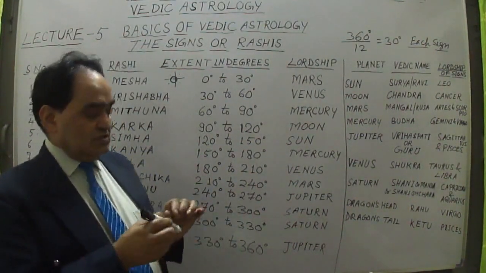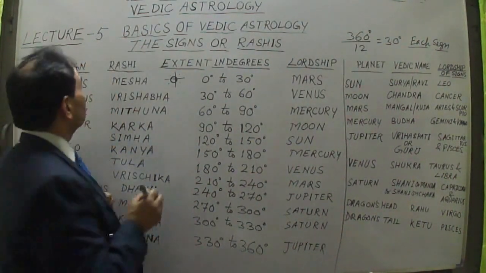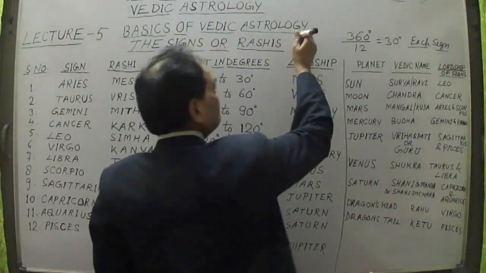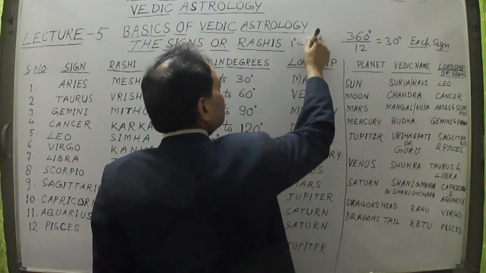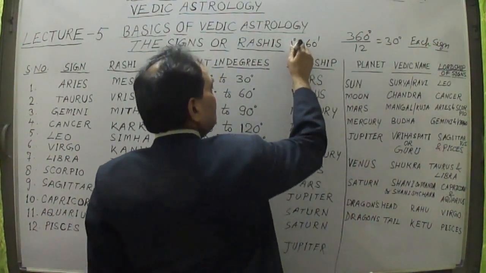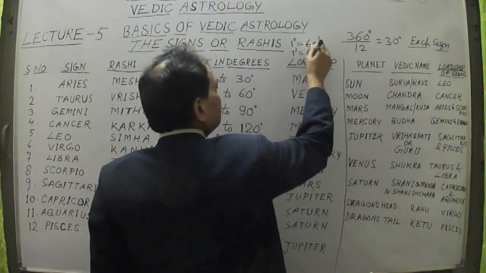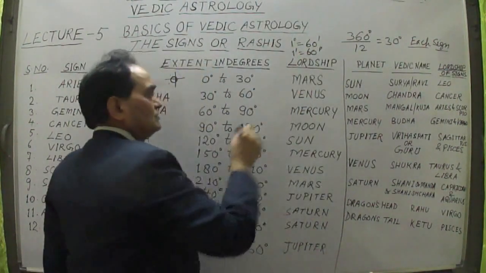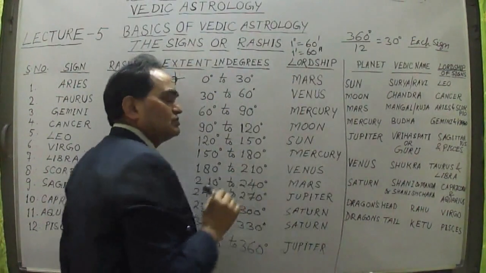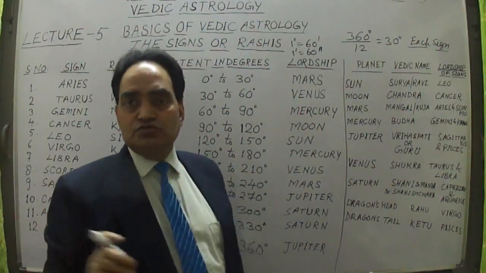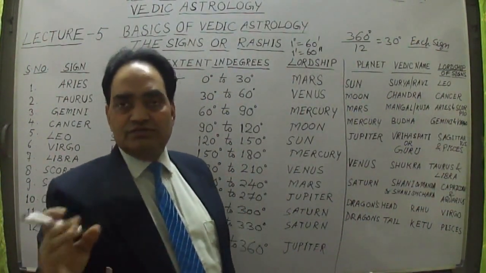Now let me describe what 1 degree means. Let me write here. 1 degree is equal to 60 minutes, and 1 minute is equal to 60 seconds. This is how in English we divide them: 1 degree equals 60 minutes, so degree, minute and second.